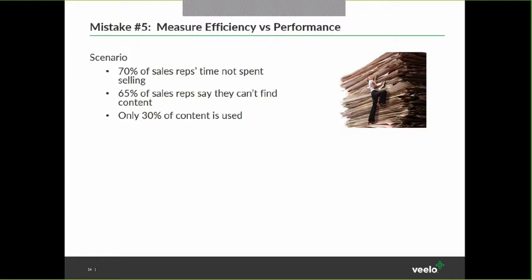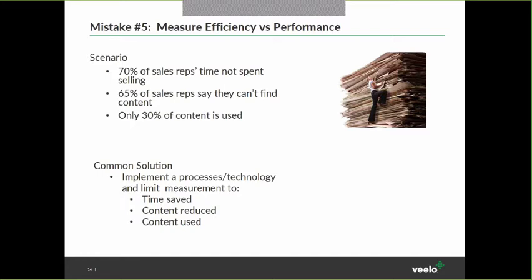Mistake number 5 is on the measurement side, and people will measure things on efficiency versus performance, and I'll talk a little bit about what I mean by that. But the common sales enablement statistics we had on the slides earlier: 70% of their time is doing things other than selling. They can't find the content. Hardly any of my content is used, and so it'll come up with a solution.